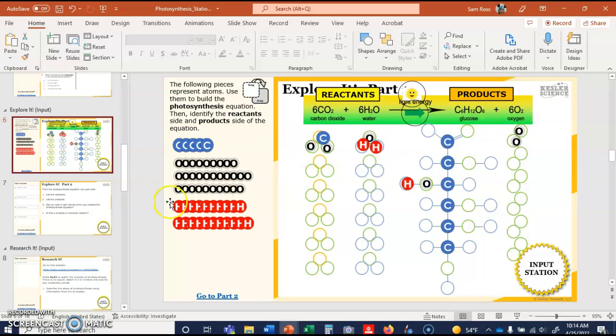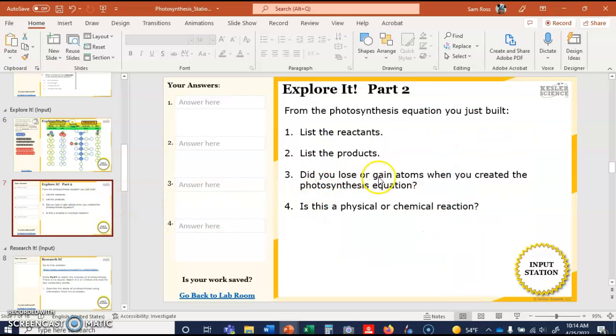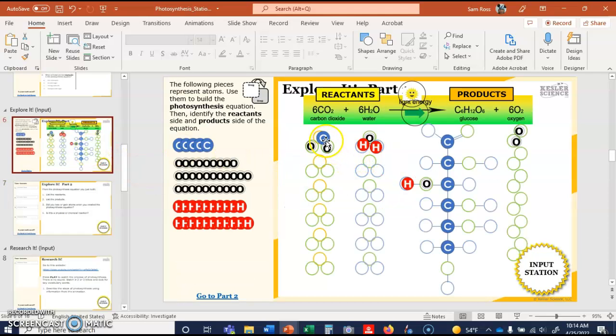These are the products, glucose and oxygen. Did you lose or gain atoms when you created the photosynthesis equation? What you're going to need to do is say, okay, how many carbons do I have on this side, and how many carbons do I have on this side? Is that the same? How about oxygens? Do I have the same?